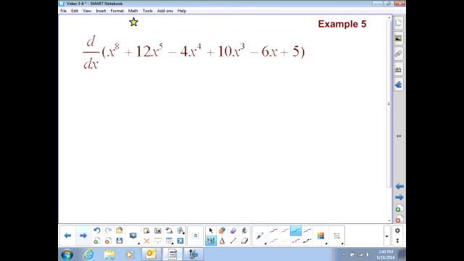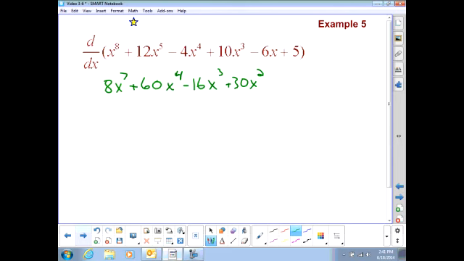Now, putting together our addition and subtraction rules for this long string of polynomial, with our definition of a derivative, this would be very difficult. But with our new rules, this is pretty easy. The 8 multiplies the 1 out front to give us 8x to the 7th. The 5 multiplies the positive 12 to give us plus 60x to the 4th. The 4 multiplies the negative 4 to give us negative 16x to the 3rd. The 3 multiplies the 10 to give us plus 30x squared.